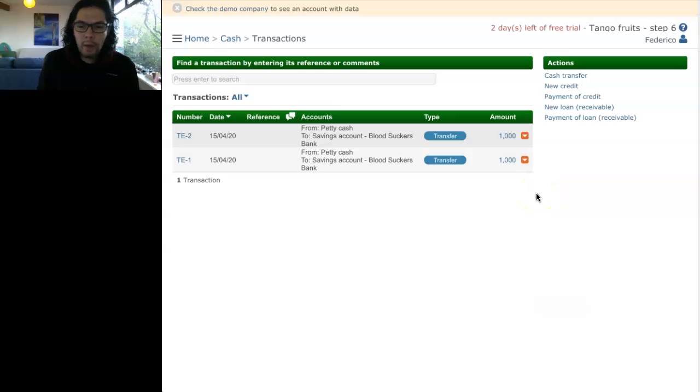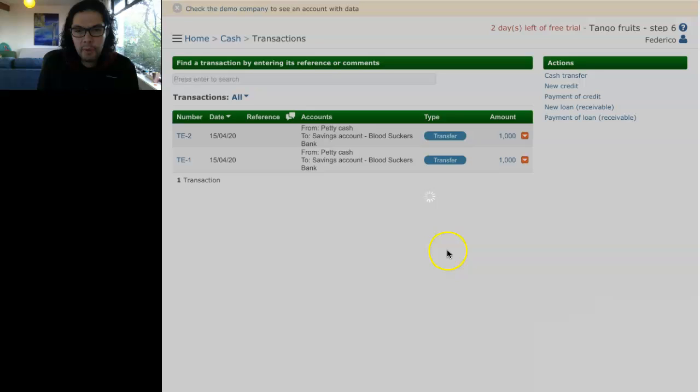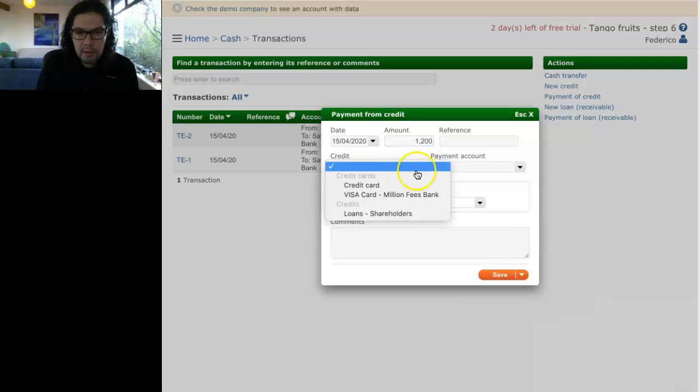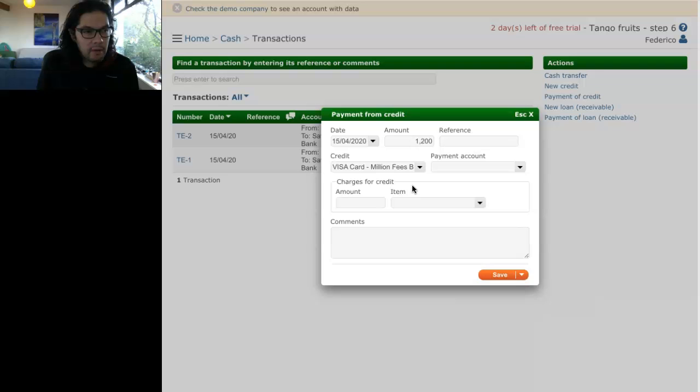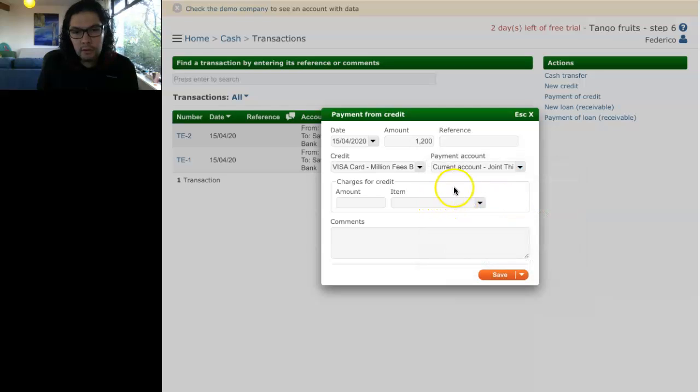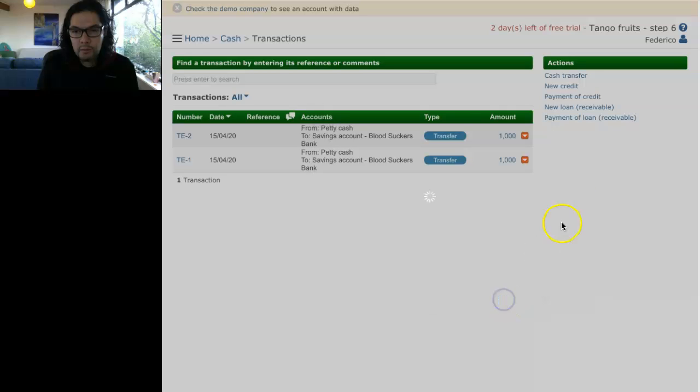Now let's do a payment of credit. So I click here, payment of credit. I get this form, and I'm going to say it's going to be 1,200, and I'm going to be paying my credit card from my current account. Okay, save and close window.